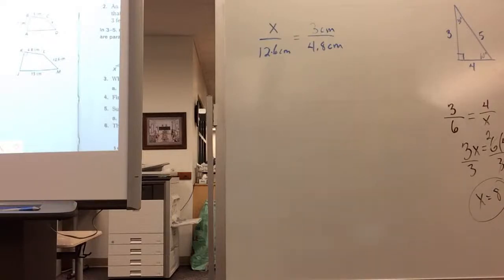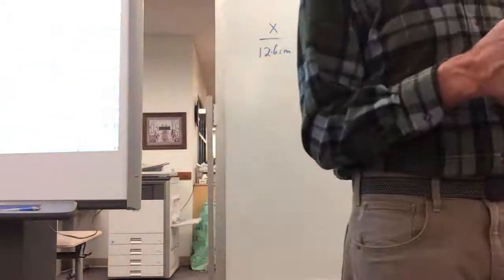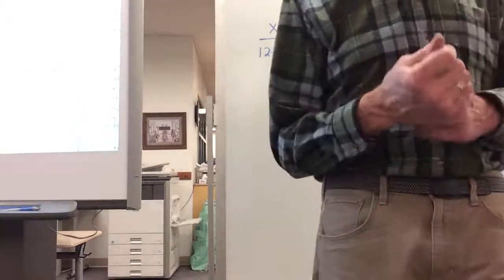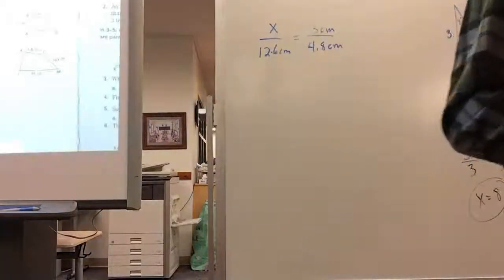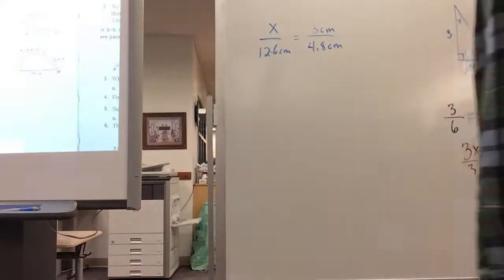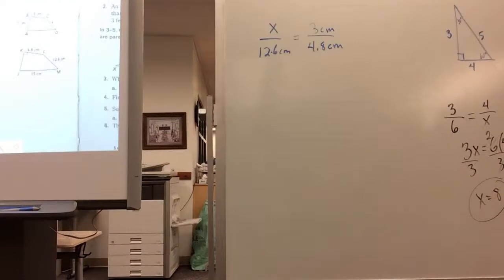So when you're doing your work, make sure you show what proportion you're solving, set that up, and then show all of your steps, including inverse operations, to get your answer. Make sure with the final answer you put the units in as well. So work, page 311, 1 through 12.